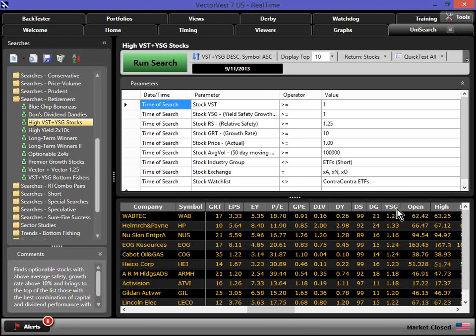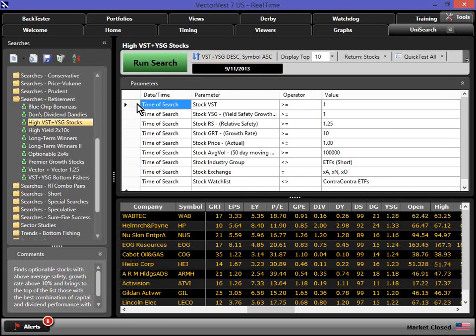Dividend yield, dividend safety, dividend growth. All right, so YSG is our master indicator, which combines dividend yield, dividend safety, and dividend growth into one indicator. It's kind of like the VST, but for dividends. All right, so here we're sorting this entire list by a combination of VST and YSG. So we're getting good stocks with good dividend information coming to the top of this list.